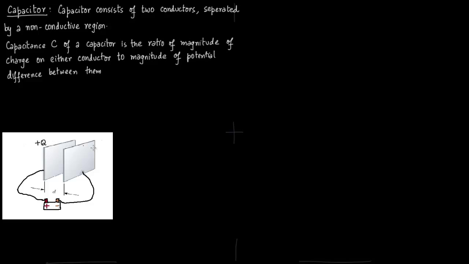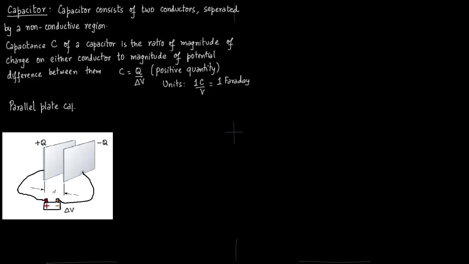So say you have two conductors, the charge on the first one is plus Q, on the second one is minus Q, and the potential difference is delta V. So C is equal to Q over delta V. Now notice that capacitance is always a positive quantity and its units are, charge is in coulomb, potential difference is in volts, so 1 coulomb per volt, and this you denote by 1 F or 1 Farad.